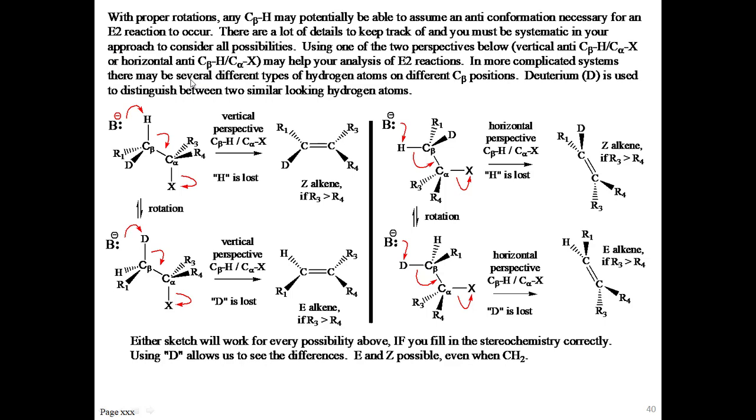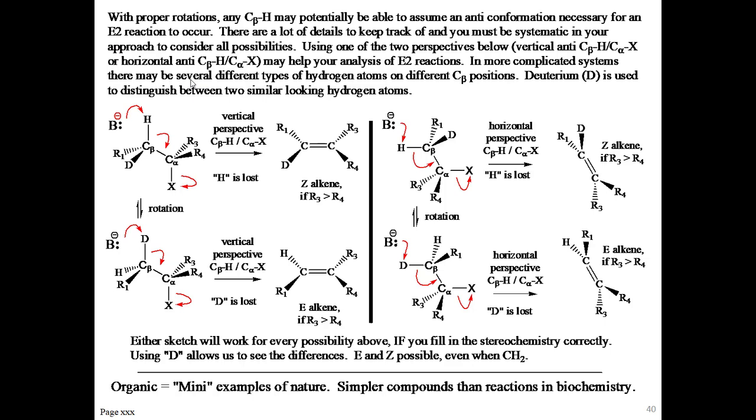Okay, so this is what I call a vertical view. I'm picking off the proton, it's kind of straight up, and CX is straight down. This is what I call a horizontal view. It's really the same reaction, so I won't go through all the details here, but again, pick off the proton, use these electrons to make the pi bond, and push X away. I can rotate D anti and do the same thing to get this result over here. Okay.